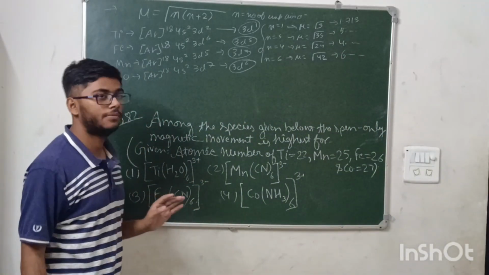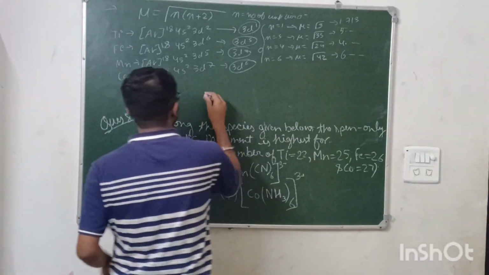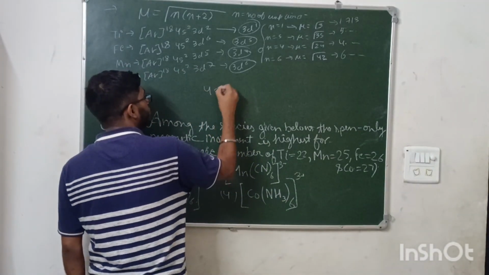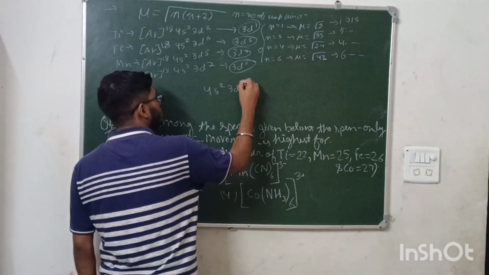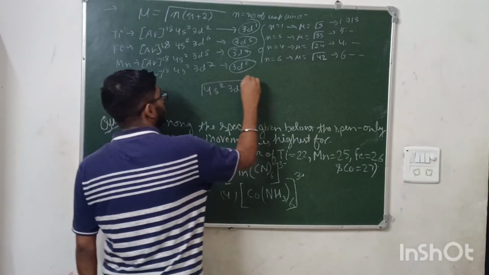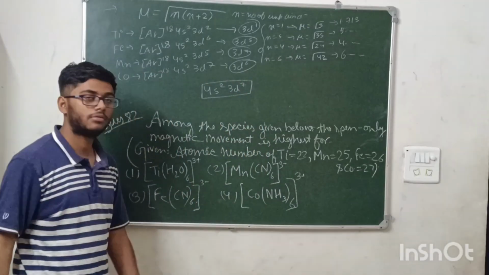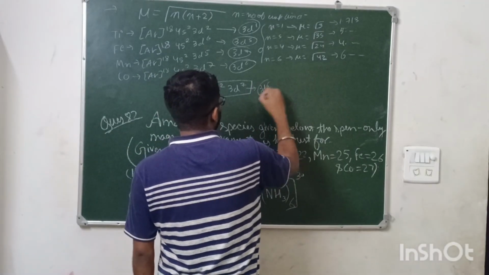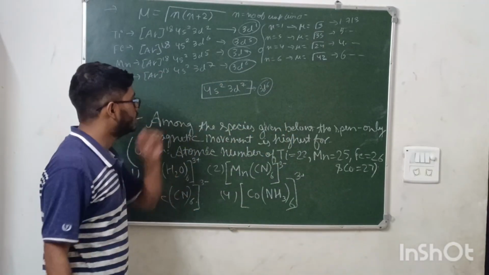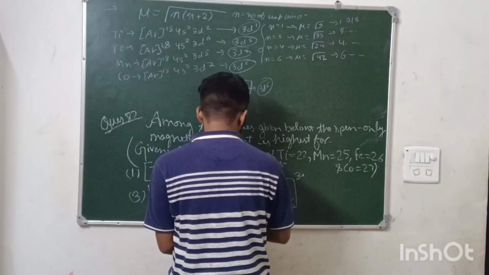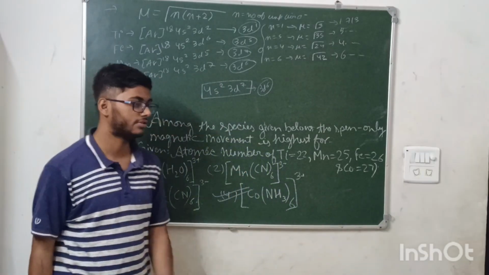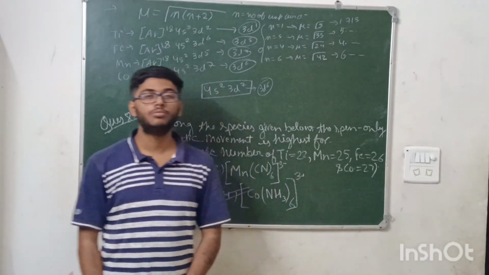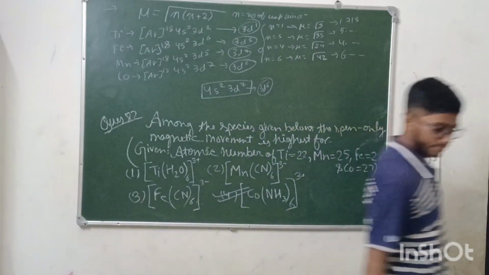It is for cobalt only. Okay, because its configuration was argon 18, 4s2, 3d7. You have removed 3 electrons, so 3d6 here. So if 3d6 is there, it means option number 4 is the answer for this question: Co(NH3)6 3+. Okay, so moving on to the next question.